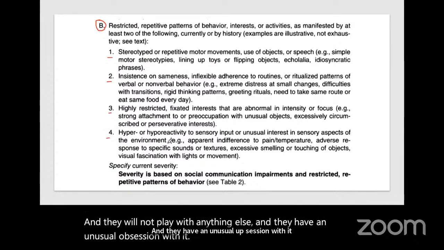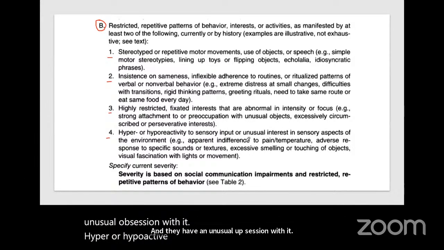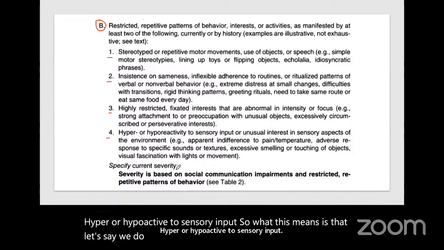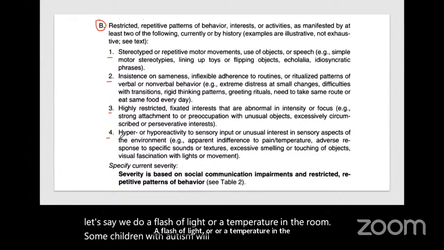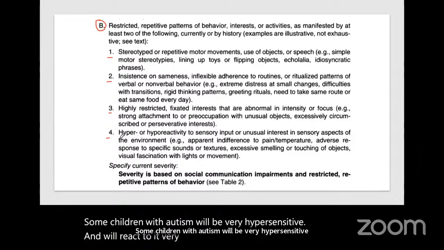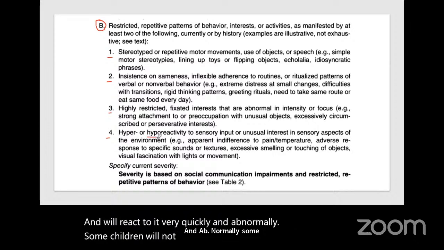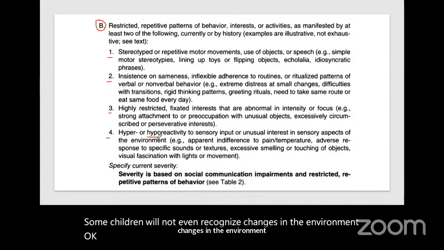Hyper or hypoactive to sensory input. So what this means is that, let's say we do a flash of light or change the temperature in the room. Some children with autism will be very hypersensitive and will react to it very quickly and abnormally. Some children will not even recognize changes in the environment, okay? So those are kind of the extremes that we see with children.